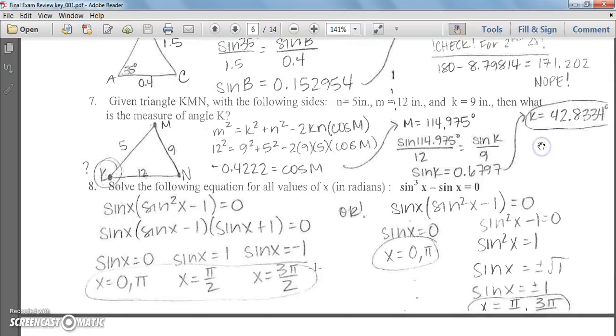Now here, for number 8, solve the following equation for all values of x in radians. So you can do it two ways. You can factor out a sine of x, that's GCF, then factor this, difference of squares, and then set each of those factors equal to 0, where sine equals 0 at 0 and pi, where sine of x equals 1, pi over 2, where sine of x equals negative 1, 3 pi over 2, or you simply set that equal to 0 as well, remembering the plus minus when you square root, and you get the same answer anyways.